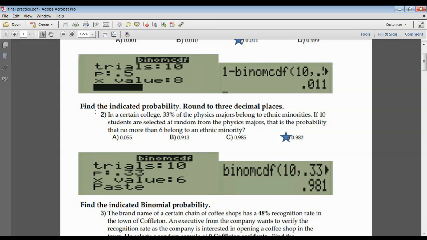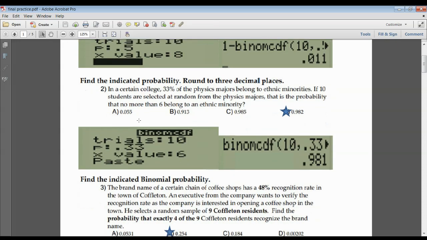A certain college, 33% of the physics majors are ethnic minorities. If 10 students are selected at random, what's the probability that no more than six? Six is good, but seven, eight, nine, or 10 is no good. So, unlike the first one, you're not finding the back end, you're finding the front end. Probability of zero ethnic minority, one, plus two, plus three, plus four, plus five, plus six. So it's a straight out cumulative, but no subtraction.